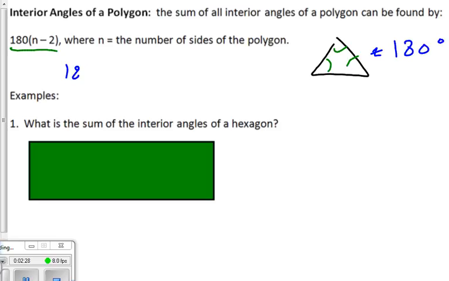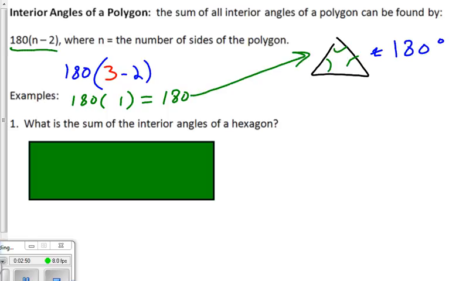We'd have to take 180 times, how many sides does a triangle have? 3, that goes in for n, minus 2. Check and make sure that works. Well, 3 minus 2, that'd be like saying 1. So 180 times 1 is actually 180. So that one holds true for triangles. That one fits.